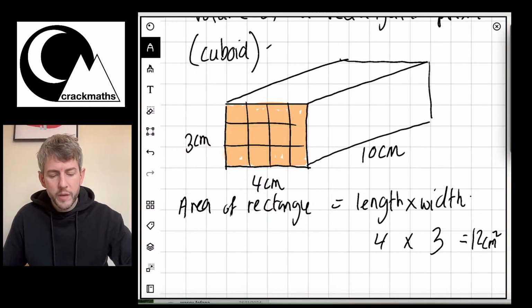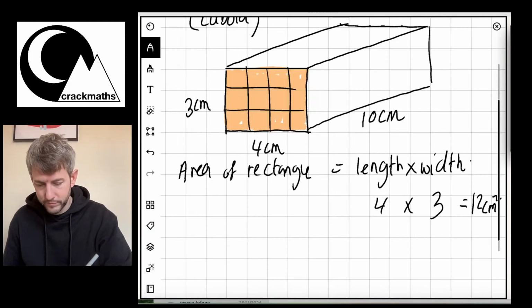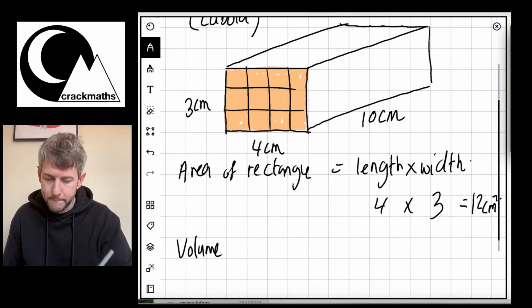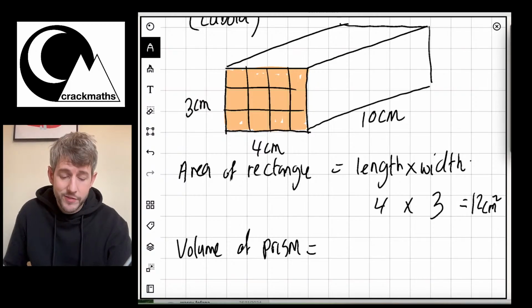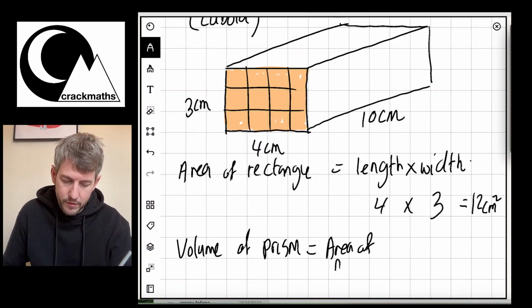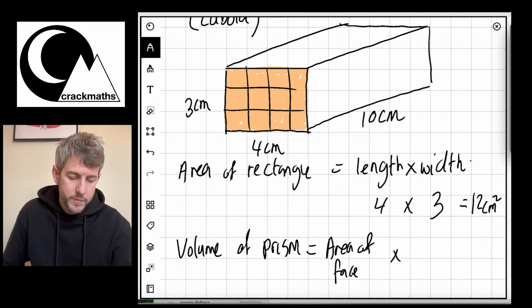And now the volume of the prism is the area of face times the depth.